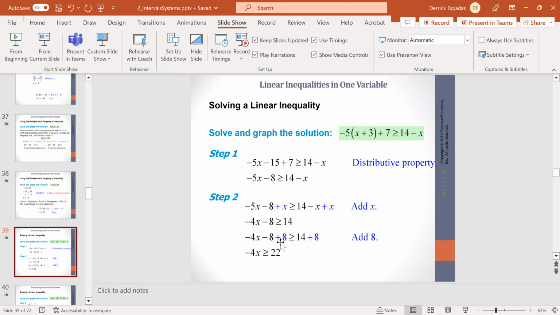So let's get that whole number, negative 8, over to the other side. Opposite of negative is positive. We're going to add 8 to both sides. On the left-hand side, negative 8 plus 8, zero each other out. On the right-hand side, 14 plus 8 is going to be 22. And so now we have it down to negative 4x is greater than or equal to 22. We are almost there.